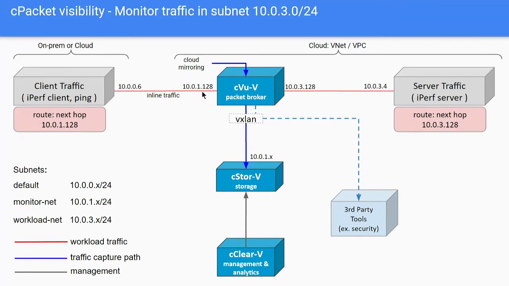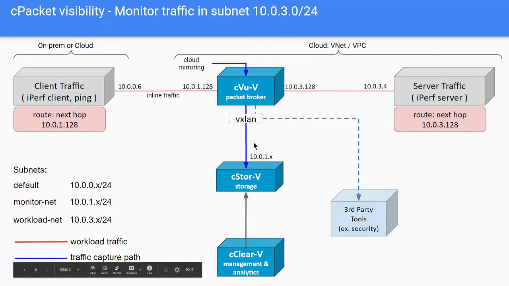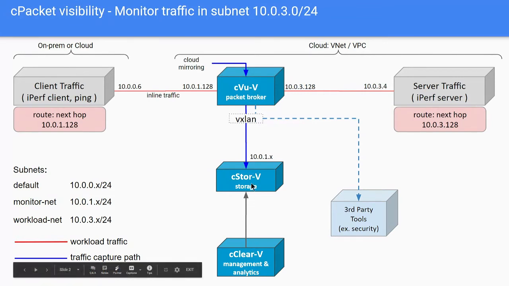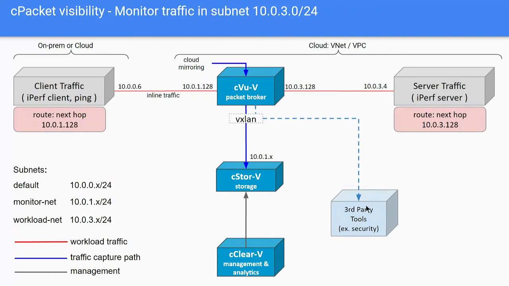Moving to the center here, we have a 10.0.1 subnet configured. We're calling this the monitor subnet. This is where we have our connections to our tools configured. So the packet broker, our CVV, is receiving packets on this red line across a workload network and a default network, right? The workload traffic. It's sending data and talking to the cClear and CStore products on the monitor network. Now, this third-party tool, because we're using VXLAN, can be any IP address. So it could be an IP address heading out on-prem, or it could be another subnet in the cloud. It doesn't really matter. We send this over VXLAN. Okay, so we create a special virtual network just for this tool traffic.